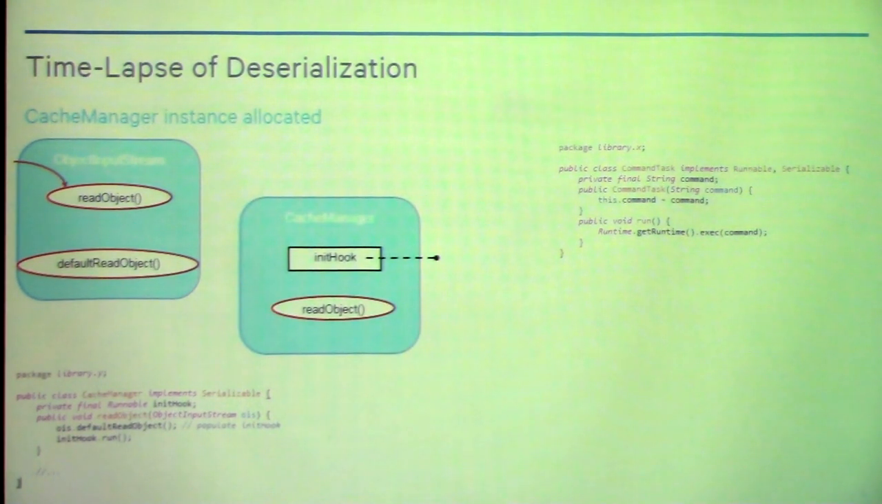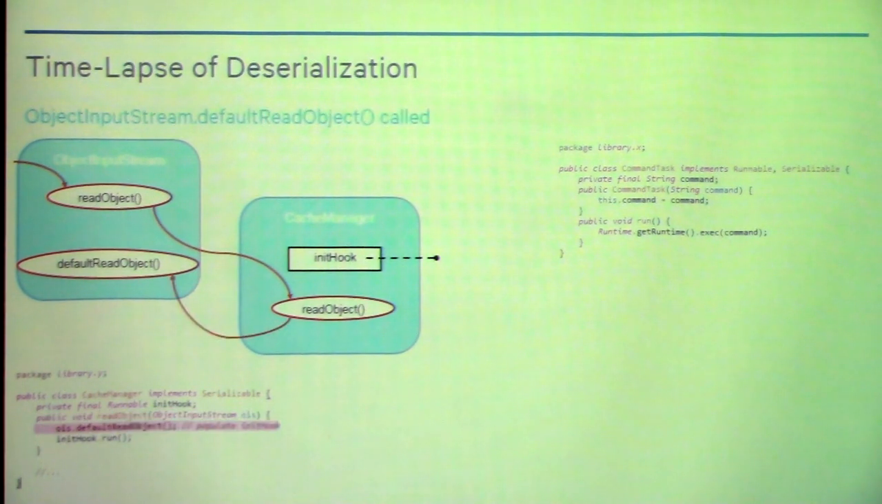When that happens, it's going to read the description of what object is there in the string. It's going to allocate this cache manager instance, which so far has just got a null init hook pointer. And then because this cache manager class declares a read object hook method, it's going to invoke that method so that the class can do some work to initialize itself. A common thing that happens when this method is implemented is it will call the default read object back on an object stream, and that basically just does the work.